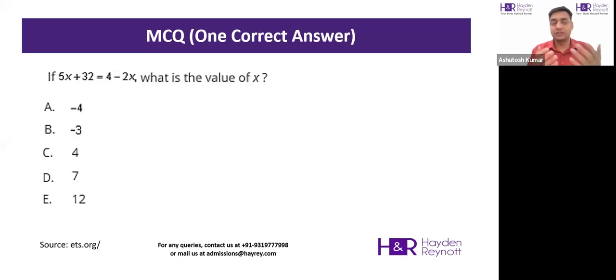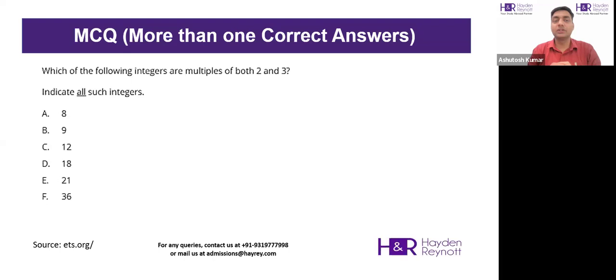When we talk about the MCQ with one correct option, you can see there's one question given, 5 options, and you have to select one of them, which is the correct one. When we go to the MCQ with more than one correct answer, you'll always see it written as "Indicate all such integers," or "Indicate all such values," all such numbers. So it's like an all-that-apply question. You have to select all the answers which are correct.